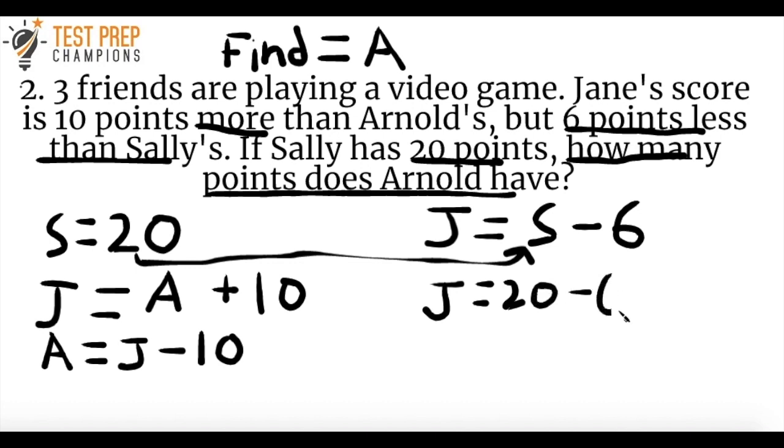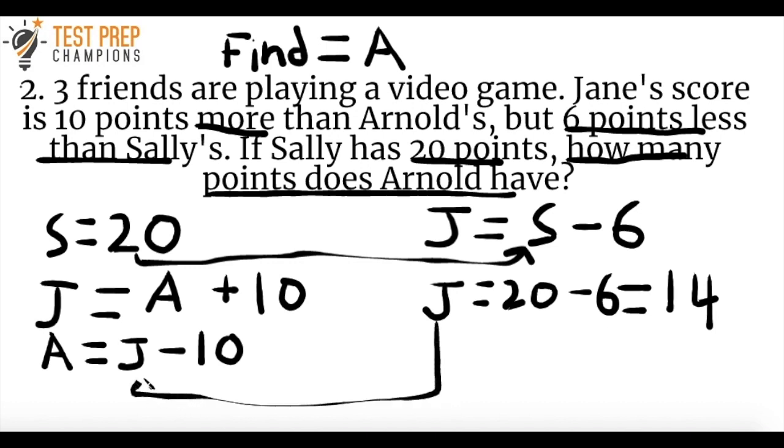So that's simple enough. 20 minus 6 is equal to 14. Jane's score is equal to 14. So we now found J. And to find Arnold's score now that we have J, we're going to take our J, which is 14, and substitute it into our equation here. Arnold's score is equal to J minus 10.